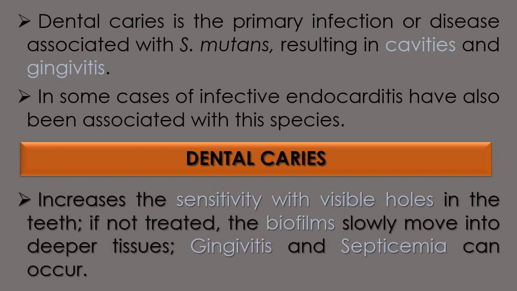The first one is dental caries. The signs and symptoms associated with dental caries differ according to the location and extent of infection. However, common signs include spontaneous toothache that occurs without any apparent cause. It also increases sensitivity, with visible holes in the teeth. Brown, black, yellow or white staining is seen on the surface of the teeth. If not treated, the biofilms slowly move into the deeper tissues and cause gingivitis. Septicemia is also possible if the infection is persistent.